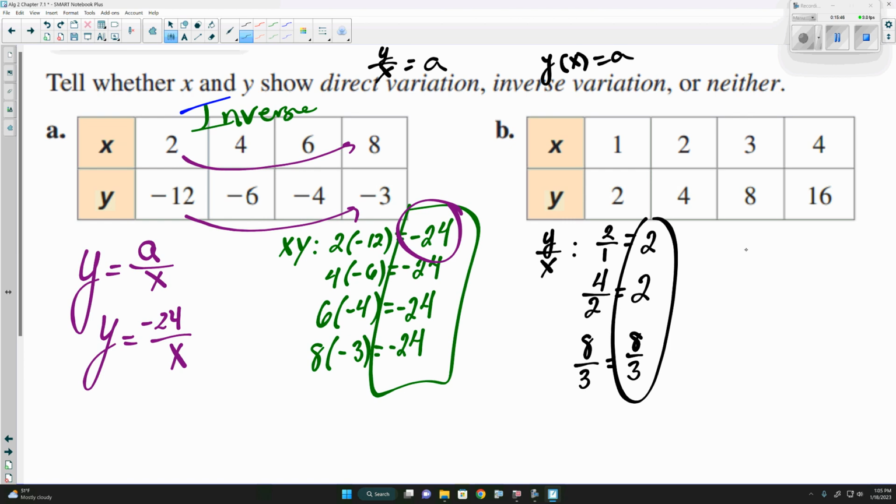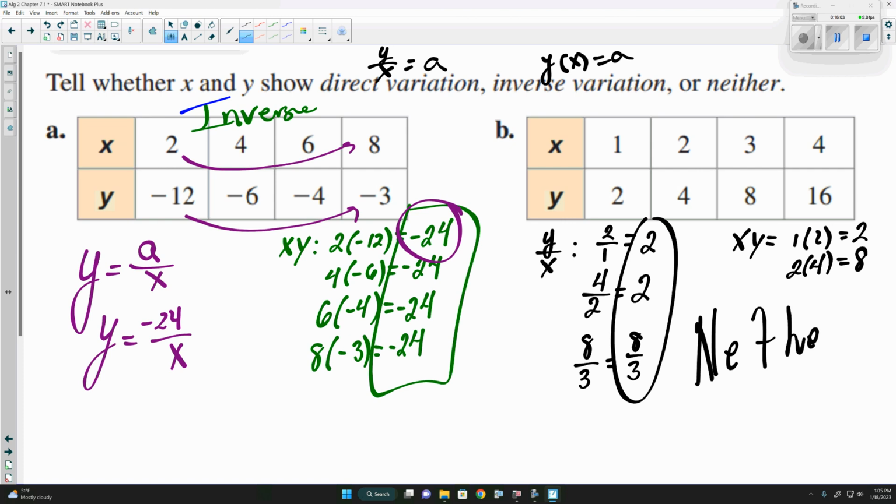So it's not direct variation. Now just to verify, we can do inverse, x times y. So 1 times 2 is 2. Then we have 2 times 4, which is 8. So this, yeah, it would be neither.